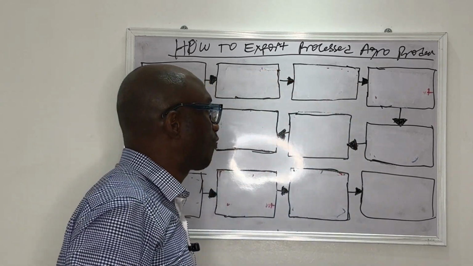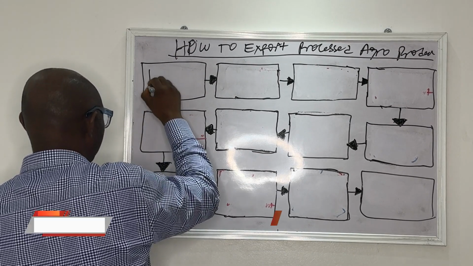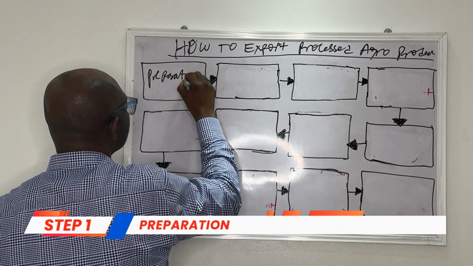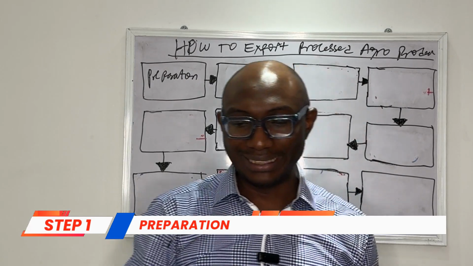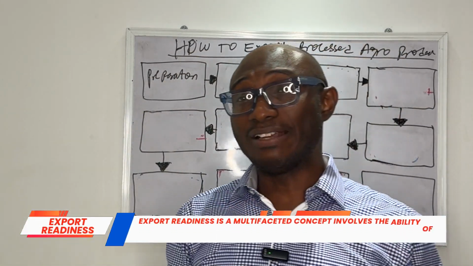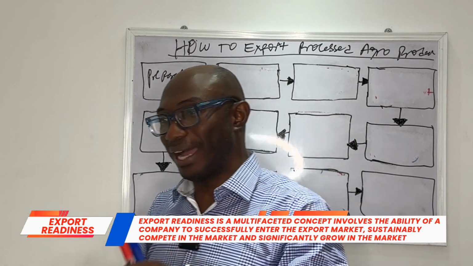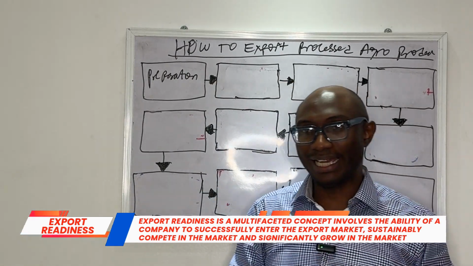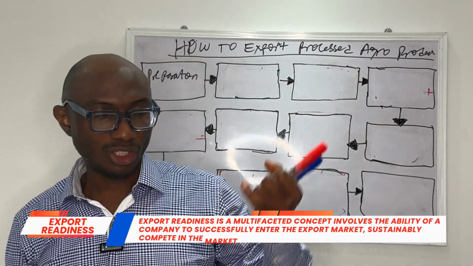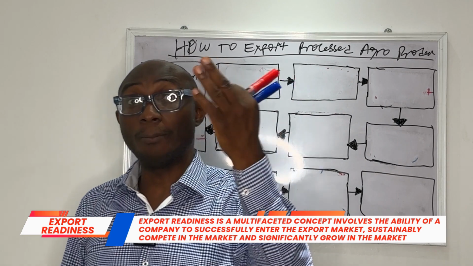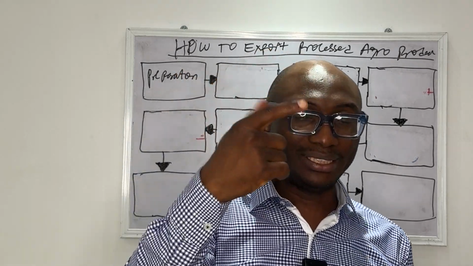What is the first thing you need to know if you want to export processed agro product? Number one is preparation. What does it mean to prepare? To prepare to export ready. What is export readiness? A multifaceted concept that involves the ability of a company to successfully enter the export market, sustainably compete in the market, and significantly grow its market share until it becomes established in the market. Successfully enter, sustainably compete, significantly grow.